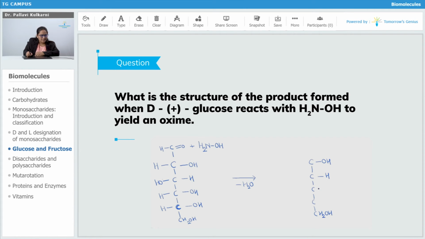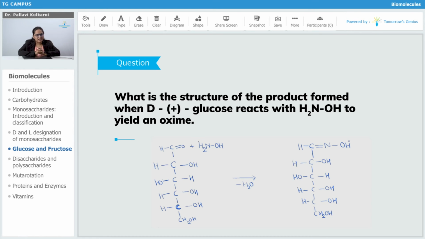OH, H, OH, OH. This is a D form, right? Again, H, OH, H and H. Okay, rest of the things are the same. We have to show now the oxime formation, right? This is how we can show the oxime formation: C double bond N OH. This is nothing but the oxime formed by the reaction of D-glucose with hydroxylamine.